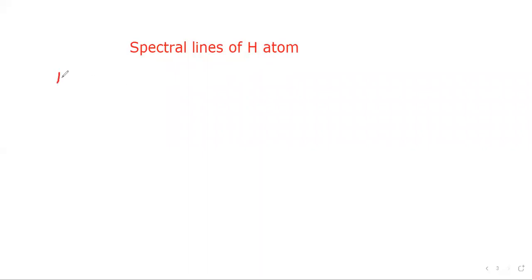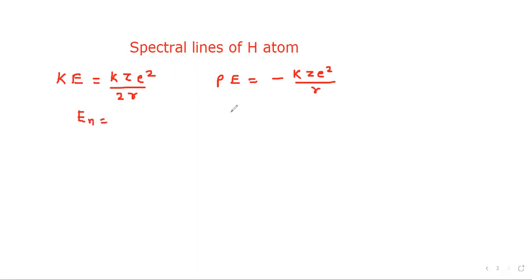So we know that the kinetic energy of the electron is given by kZe square divided by 2r, and the potential energy is given by minus kZe square divided by r. So the sum of the two will give the total energy. So let's write the total energy as En. So this will become minus kZe square divided by 2r.